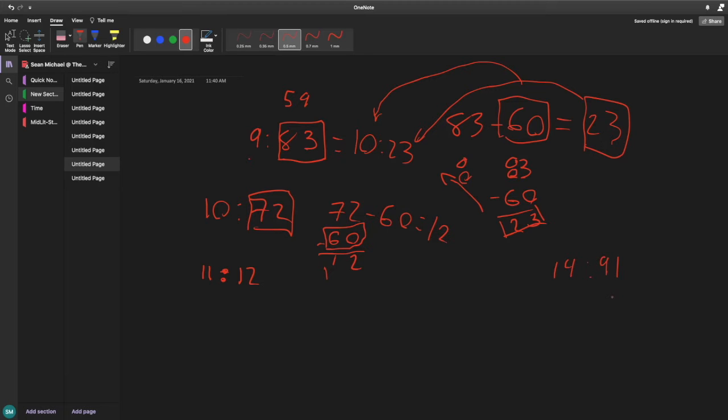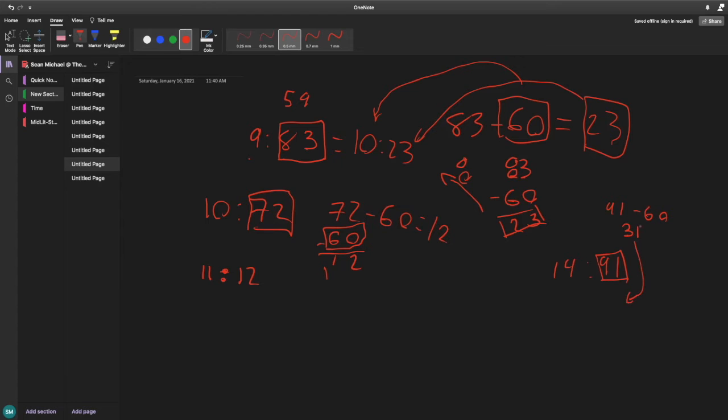Okay, so we see here 91 is clearly over 60. So what we do is we take 91, we minus 60, and we're left with 31, right? Because 0 minus 1 is 1, and 6 minus 9 is 3, and so you get 31, and that goes here.